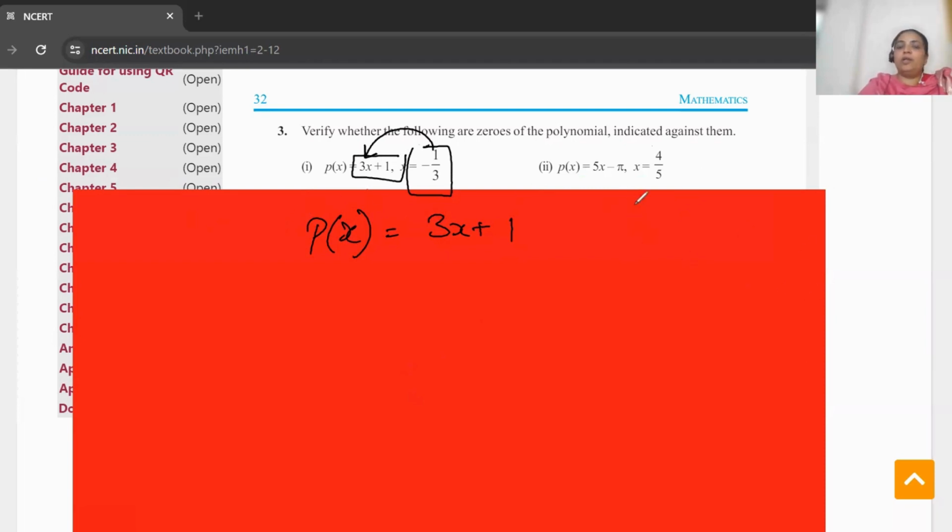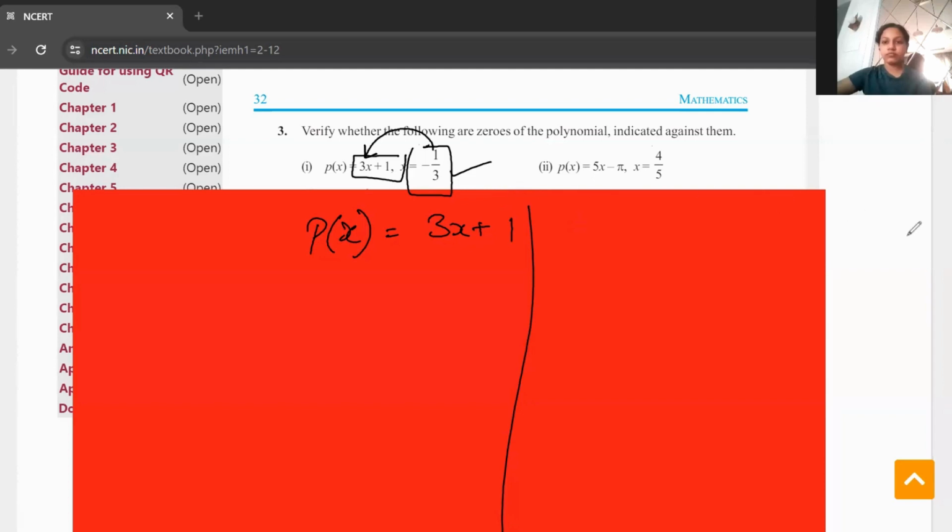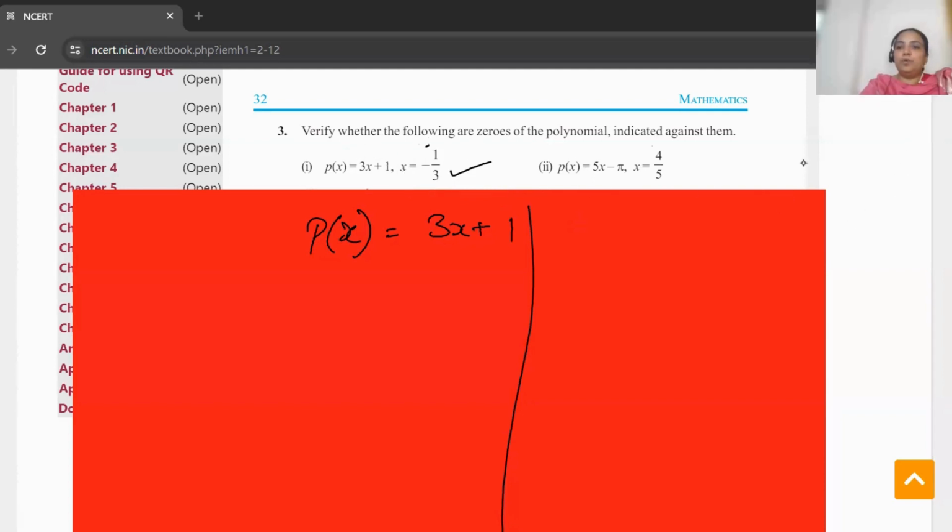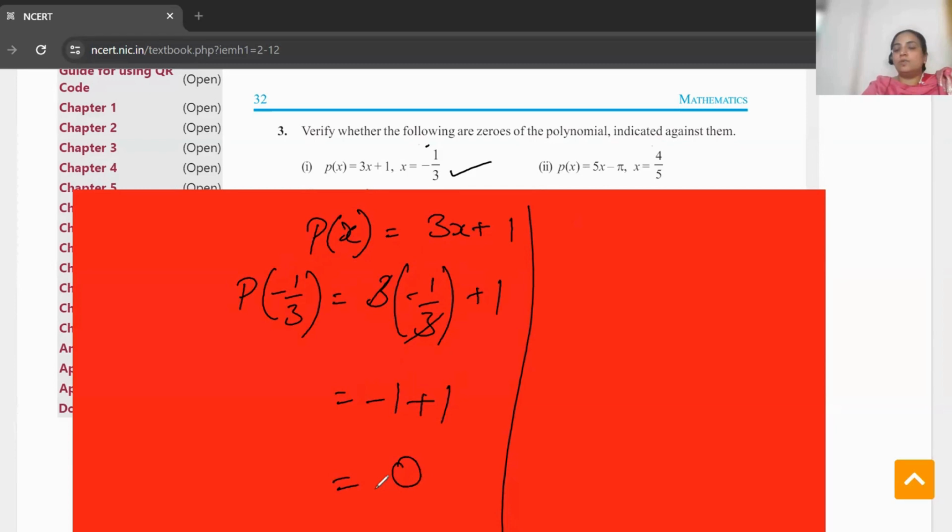Or there is another way: you find the zero and check whether this is the answer or not. So there can be any method used here. If you put the value, I'll solve it here. I am putting, instead of p of x, p of negative 1 by 3. So this is 3 times negative 1 by 3 plus 1. So the 3 and 3 got cancelled, minus 1 plus 1. So the answer is 0. Right? That means yes, x equals minus 1 by 3 is the 0.